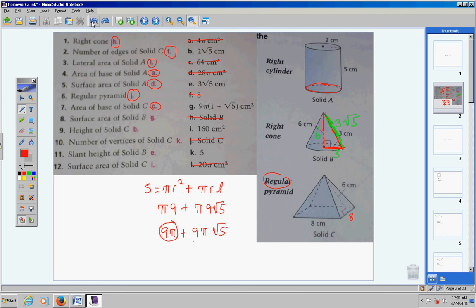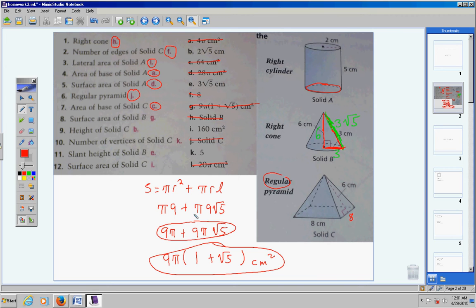Okay, it's called factoring. And so we're going to pull out what's common, and what's common is a 9 pi. So pull out a 9 pi, and when you pull that out, you put a 1 here, because 9 pi times 1 is 9 pi, and over here you put a positive square root of 5, because 9 pi times square root of 5 is 9 pi square root of 5. And then of course you put centimeters squared. So that answer there is exactly like the one they have right here, letter G, but I would have totally accepted this right here. Okay?